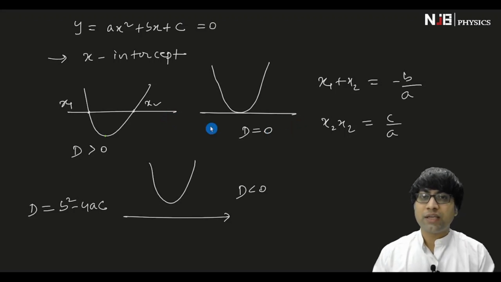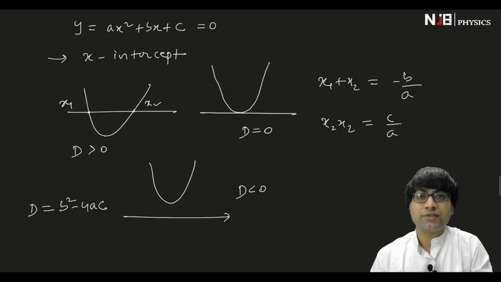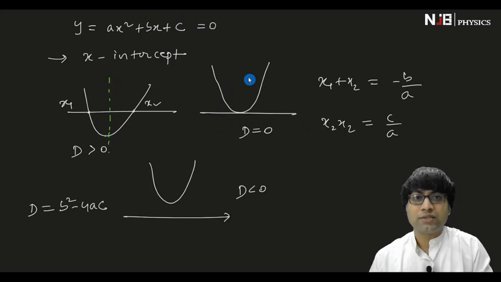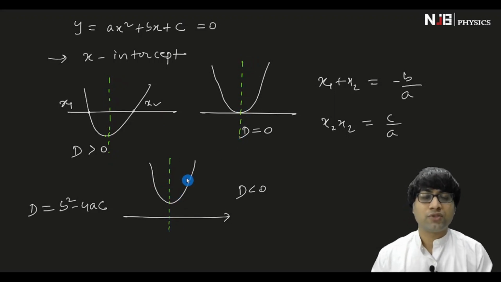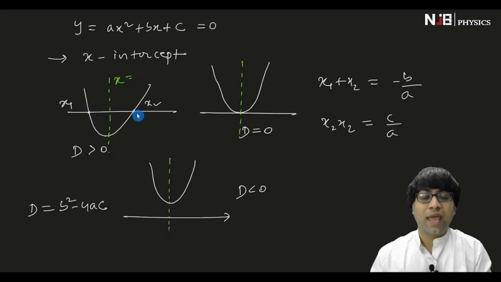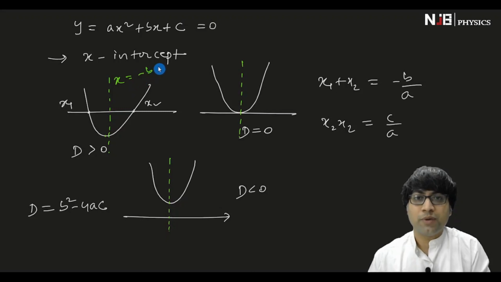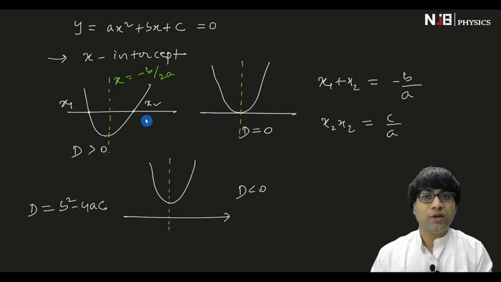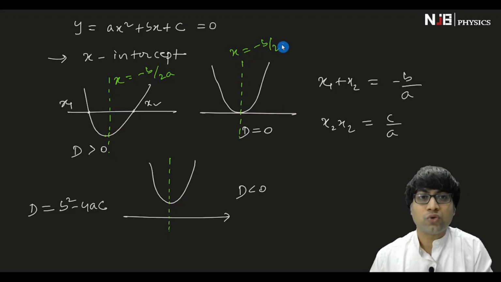And one more thing you can observe in all these graphs is that they are symmetrical about a vertical line. You can see that about this vertical line, all these graphs are symmetrical on the left as well as on the right side. So we can write the equation of this vertical line. It is basically exactly in the middle of x1 and x2, so it is going to be x1 plus x2 divided by 2. And therefore, the equation of this vertical line is going to be x equal to minus b divided by 2a. And it is not just in this first case, the equation of the vertical line is going to be x equal to minus b by 2a in the second as well as in the third case.